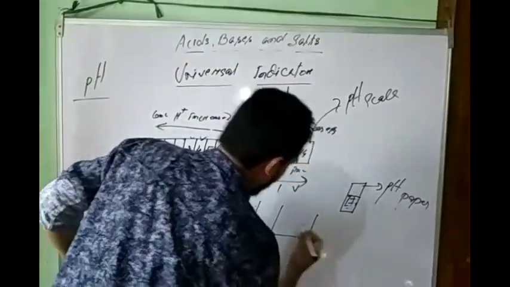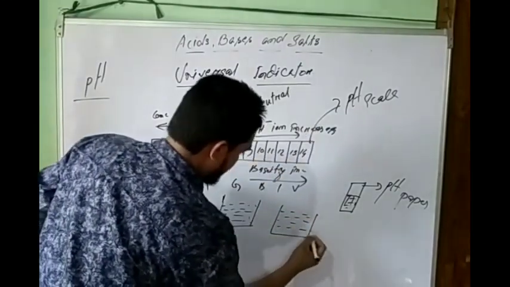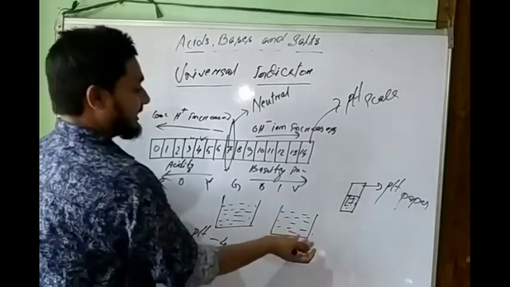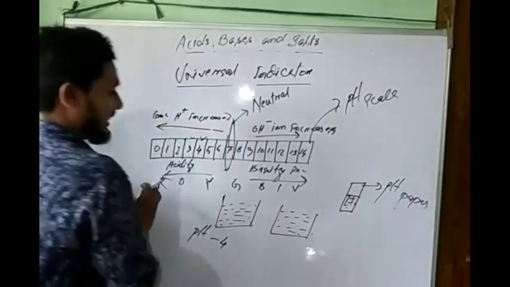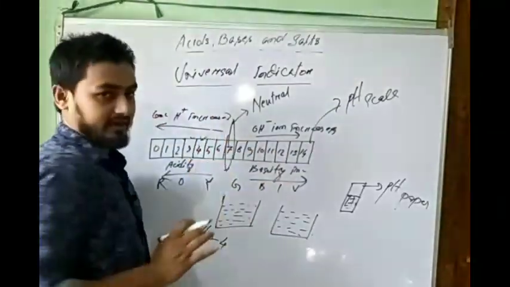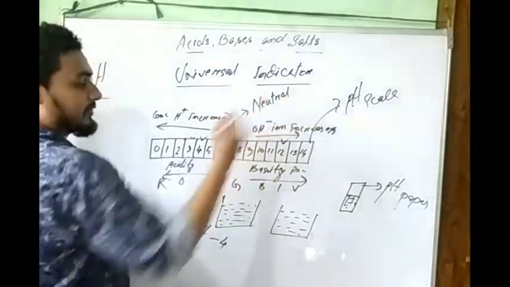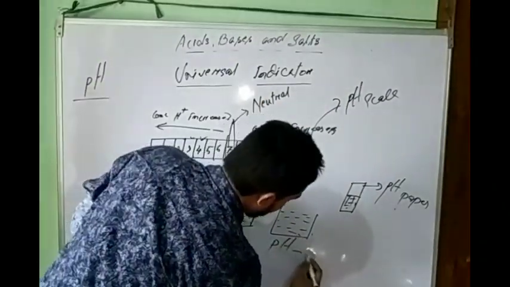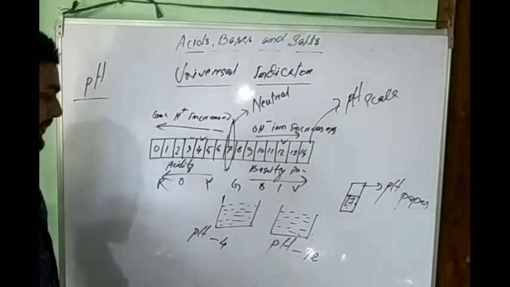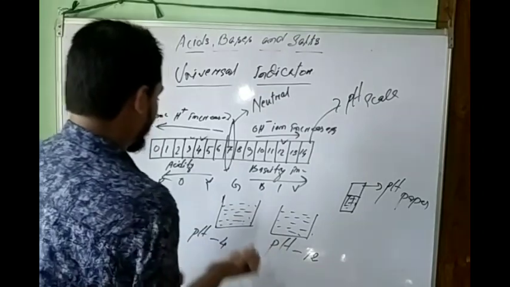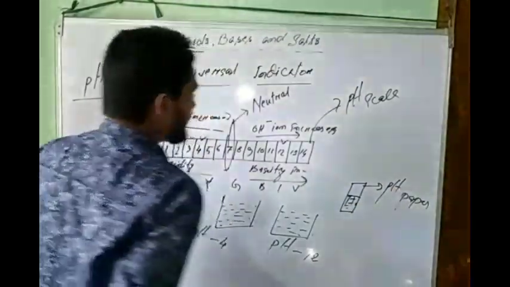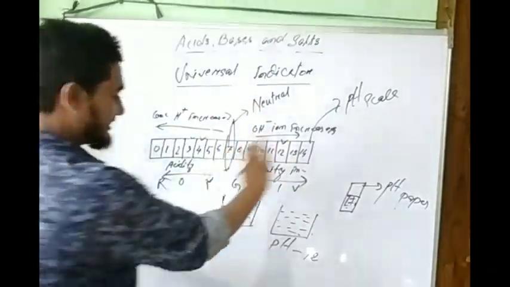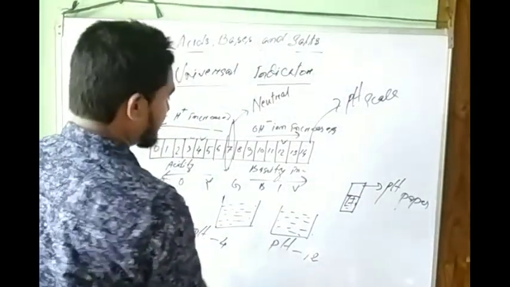Likewise, if you have another solution and you dip another pH paper into it, and after comparing the color that appeared, you find that it matched the color of the 12th segment of this pH scale, that means the pH of the solution is 12. From this we can easily say that from 7 to this side the solutions are acidic, and from 7 to this side the solutions are basic in nature. That means this solution is acidic and this solution is basic.